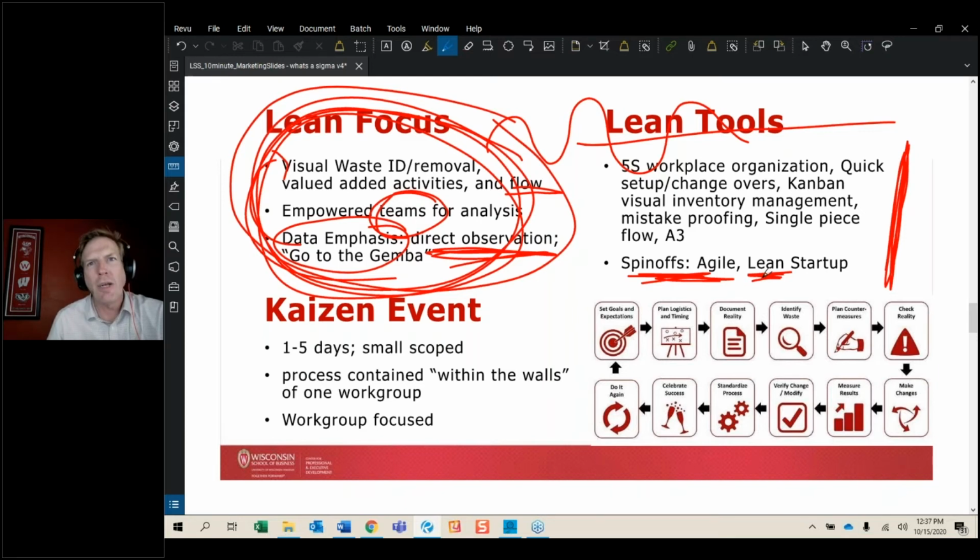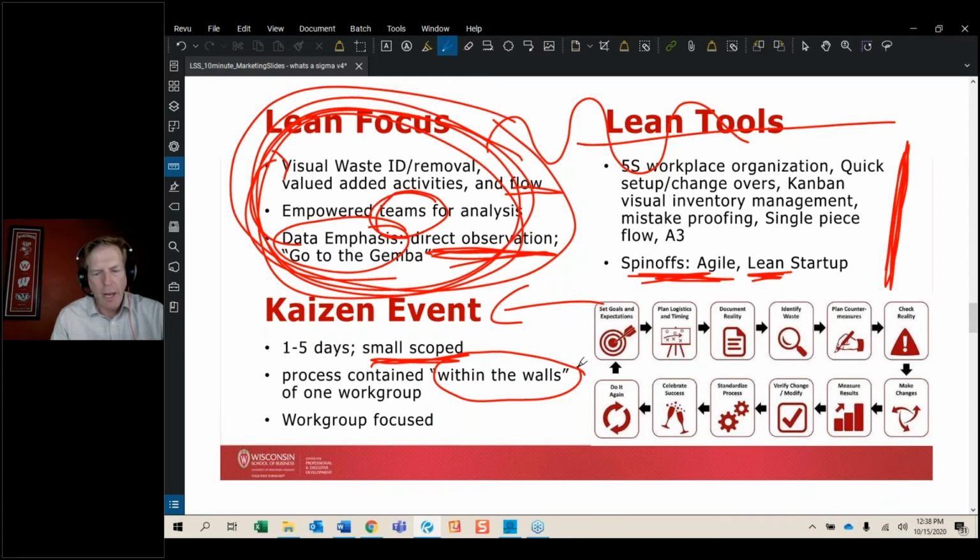For most lean initiatives, the way that projects are run is using a container called a Kaizen event. These Kaizen events are typically small scoped projects that last 1 to 5 days. And the only way that you can do an analysis of current state, get to root cause, build future state solutions, and implement them all in only 1 to 5 days is that you've got to scope these initiatives down. They're small scope projects where the process that we typically identify and work on is contained within the walls of that one work group that's performing the work activities.